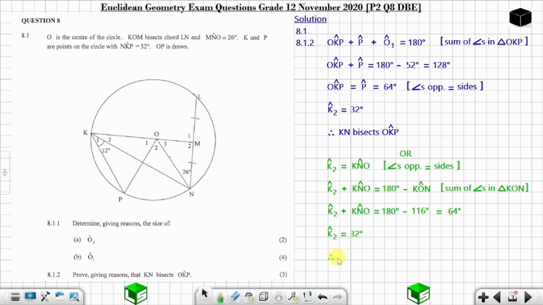So therefore Kn bisects the angle OKP. You can see. Okay, let's move on.